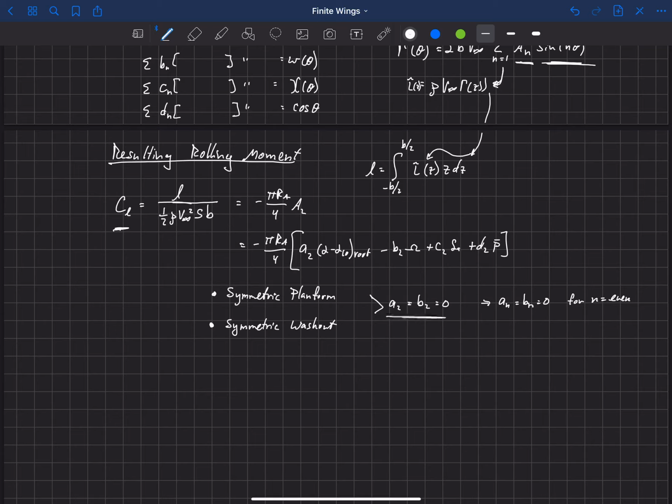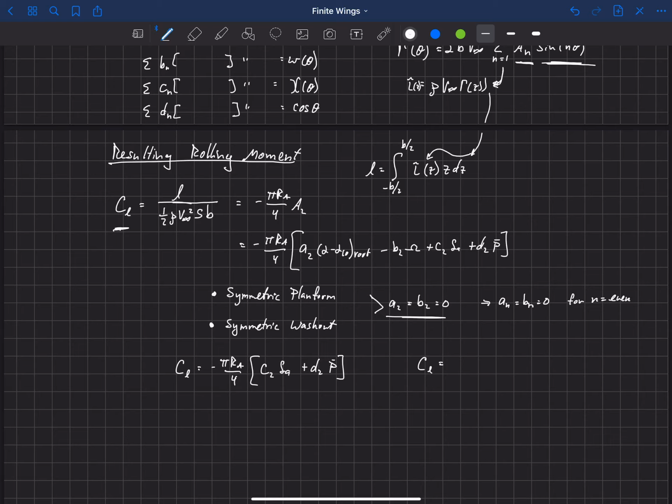So if that's the case, then our rolling moment coefficient can be simplified to simply be minus pi RA over 4 times C2 times delta A plus D2 times P bar. And we actually prefer to rewrite these coefficients in terms of derivatives.